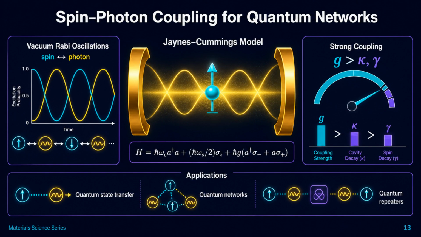Coupling spins to photons enables quantum communication and networking. The Jaynes-Cummings model describes a single spin interacting with a single cavity photon mode. The coupling strength g determines energy exchange rate. In strong coupling, where g exceeds both cavity and spin decay rates, reversible energy exchange occurs. This enables quantum state transfer between stationary spin qubits and flying photon qubits.